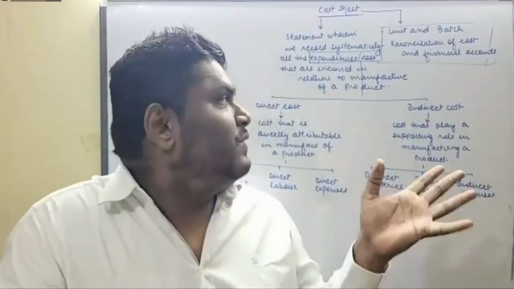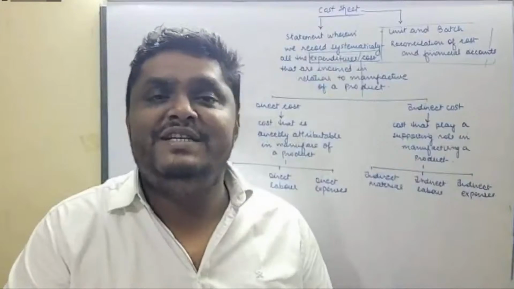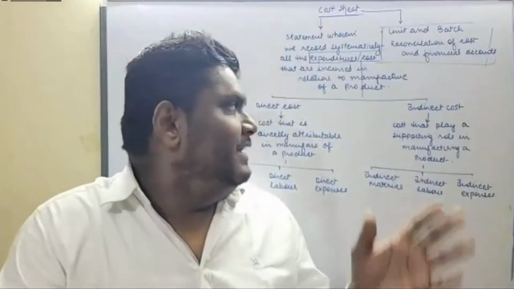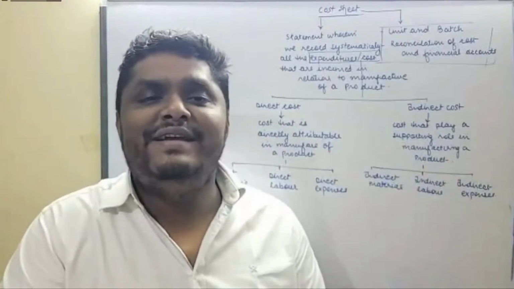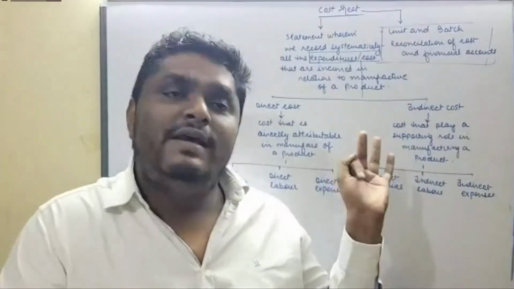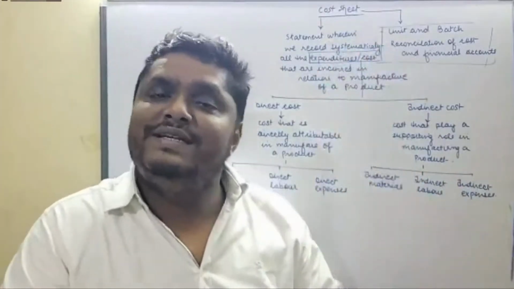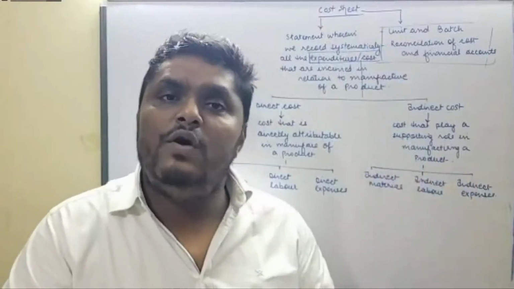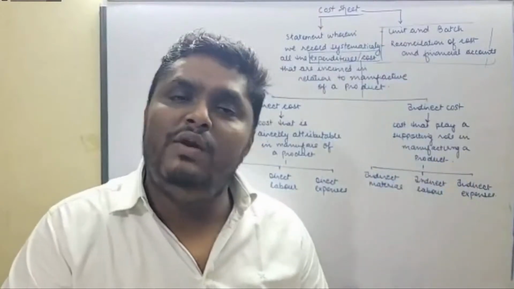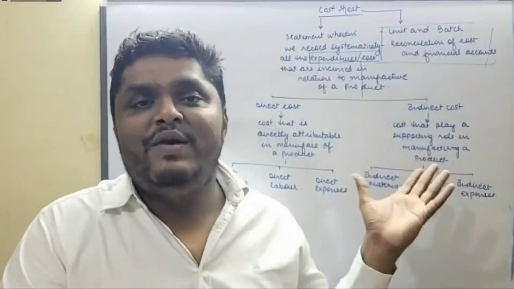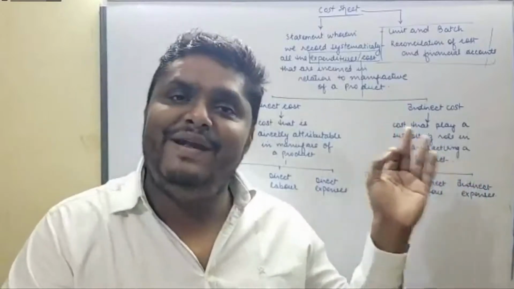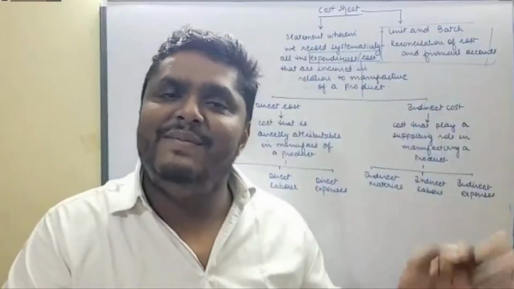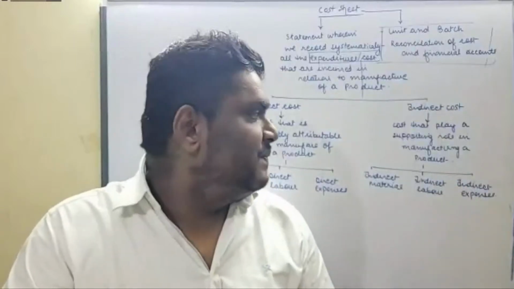When talking about the cost or expenditures, the cost or expenditure can be classified in two parts, that is direct and indirect. This part I have already covered in detail in overheads, but for your reference, direct cost is the cost that is directly attributable in manufacture of a product. When talking about indirect cost, the cost that play a supporting role in manufacture of a product. Direct cost covers direct material, direct labor, direct expenses. Indirect cost covers indirect material, indirect labor, and indirect expenses.